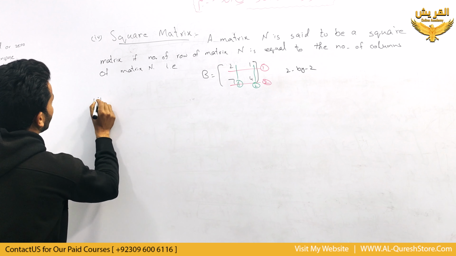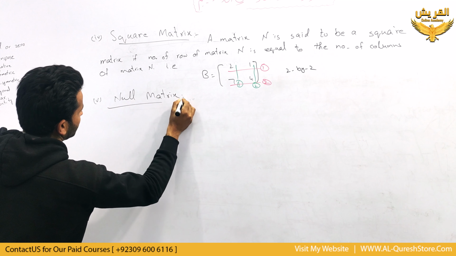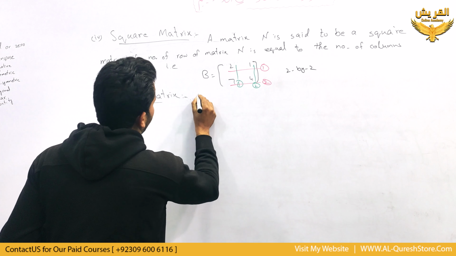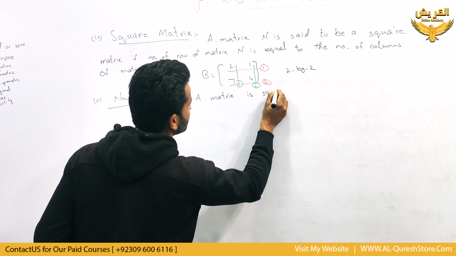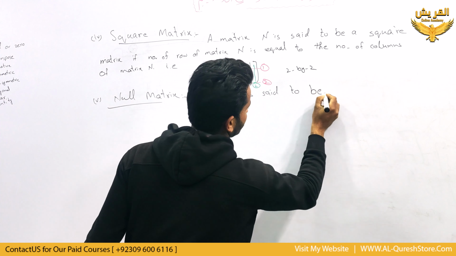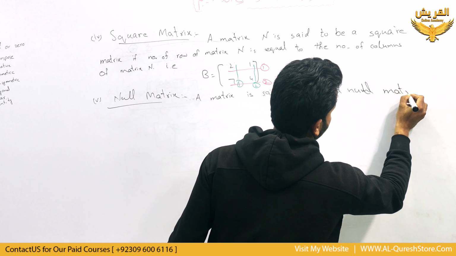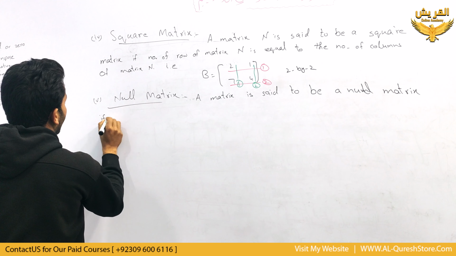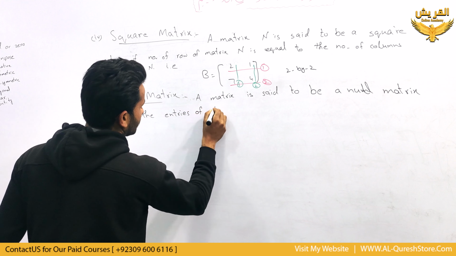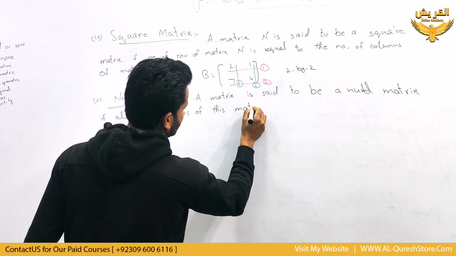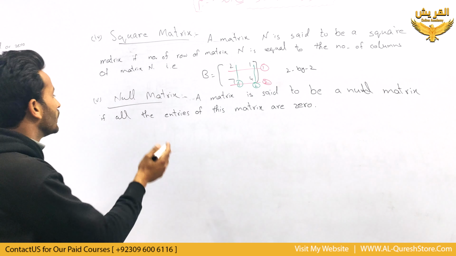The next one, fifth one, null matrix. A matrix is said to be a null matrix if all the entries of this matrix are 0, then this is called a null matrix.